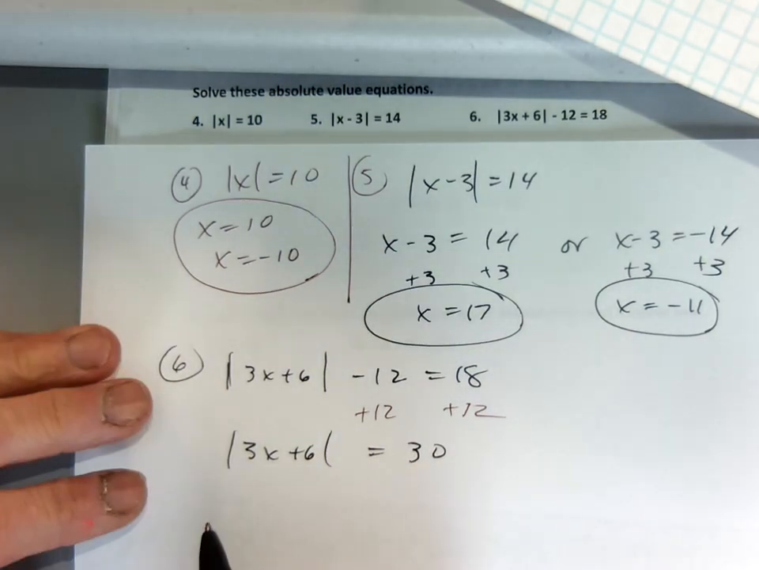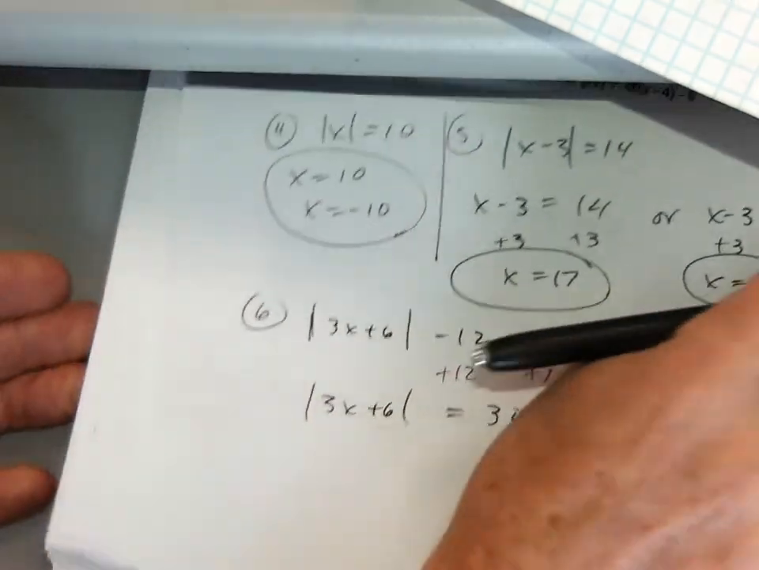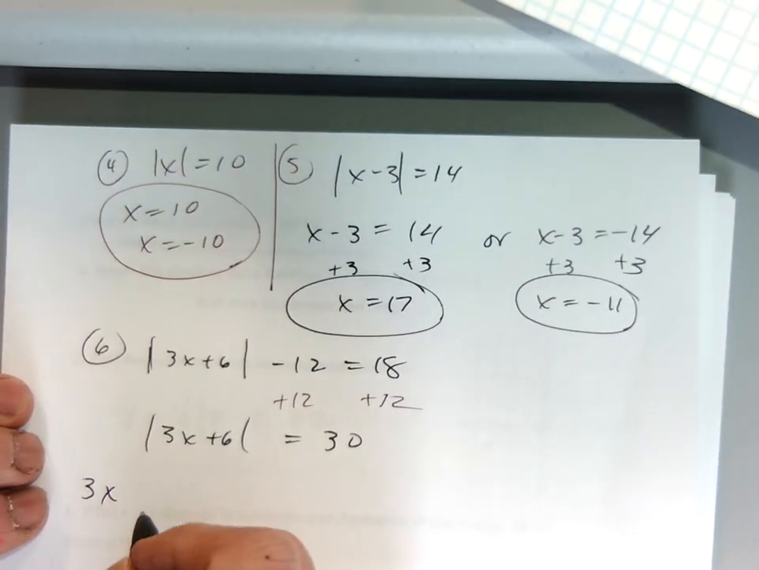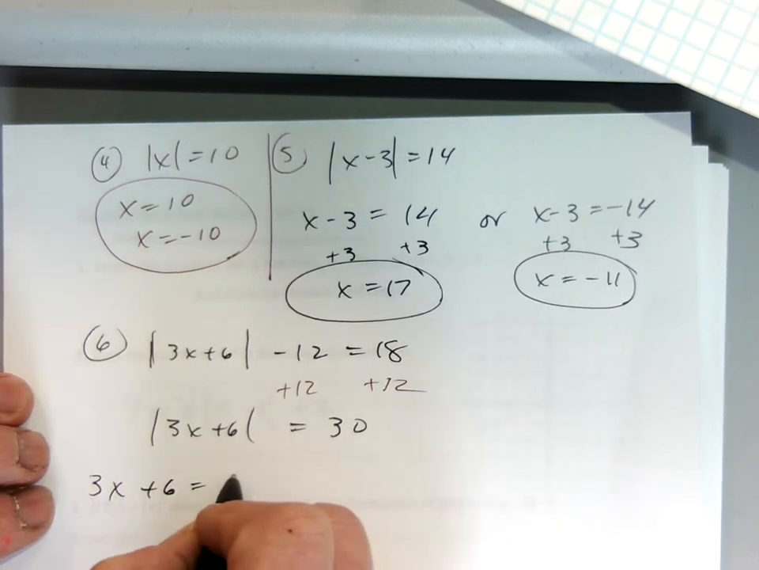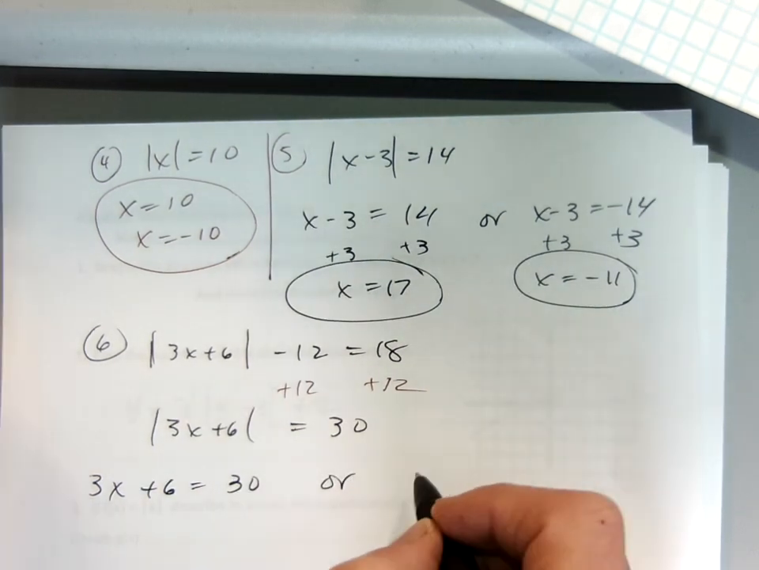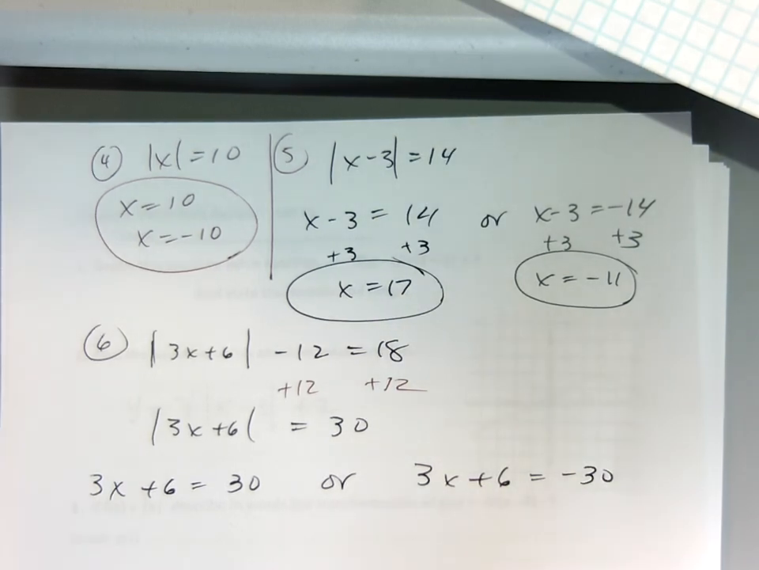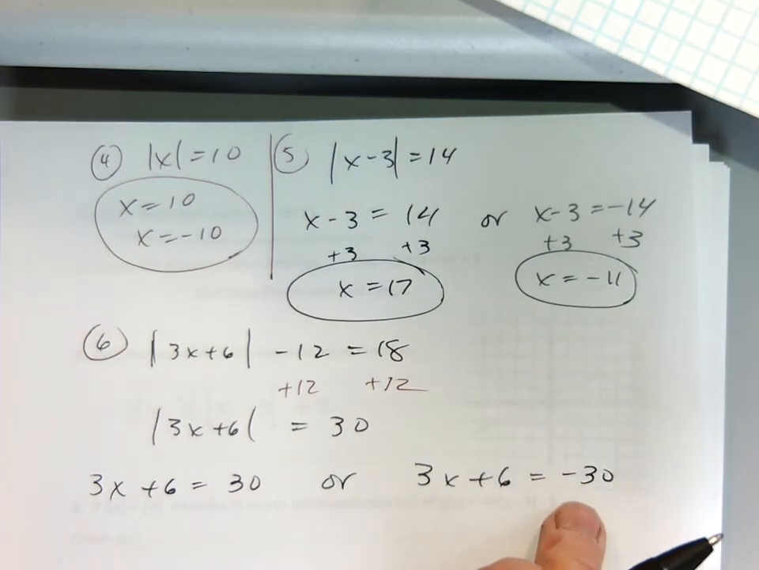So my first equation is going to be, hold on, give me a second, let me scoot the paper this way. My first equation is 3x plus 6 equals 30, and the second equation is 3x plus 6 equals the negative 30, okay? And I'm just going to solve positive, negative for two equations, okay?